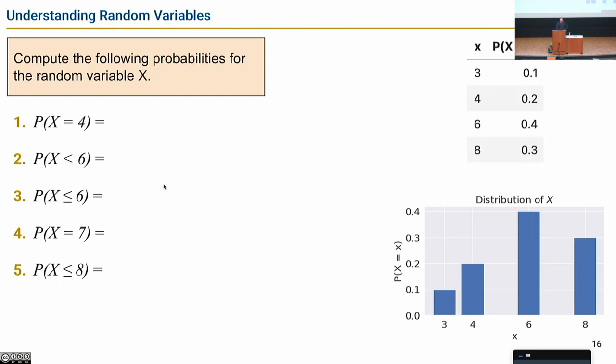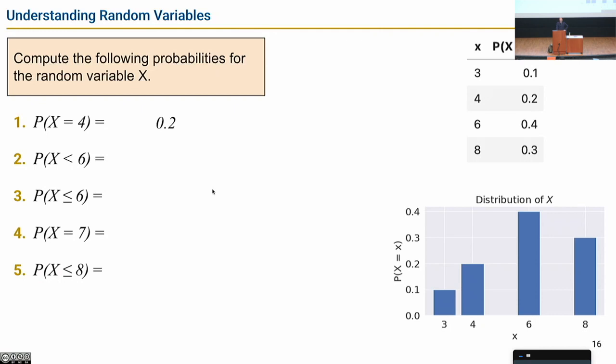This should be pretty easy. Let's try it. So probably x equals 4. It's this bar, right? And I said this is the height of these bars, so these are width 1. So the height of these bars is the probability. It's 0.2. It's also up here at 0.2. So 0.2. Probably x is less than 6.